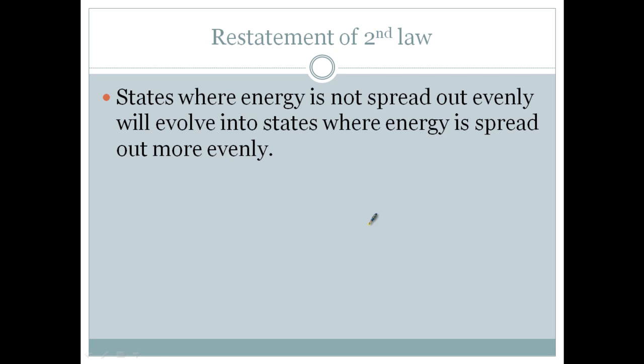All right, almost done. Restatement of the second law: states where energy is not spread out evenly will evolve into states where energy is spread out more evenly. This simple little statement actually has a very big impact on the future of everything we know. So right now, we have planets, there's Earth, we've got stars, all this. All of these things are pretty ordered. If things weren't ordered, we wouldn't be here.